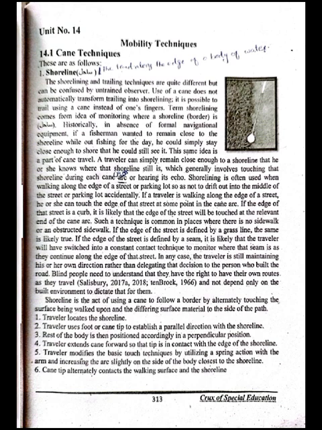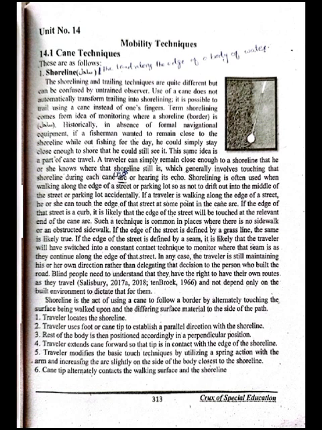If the edge of the street is defined by a grass line, the same is likely true. If the edge of the street is defined by a seam, it is likely that the traveler will have switched into a constant contact technique to monitor where the seam is as they continue along the edge of the street. In any case, the traveler is still maintaining his or her own direction rather than delegating that decision to the person who built the road. Blind people need to understand that they have the right to have their own routes as they travel and not depend only on the built environment to dictate that for them.